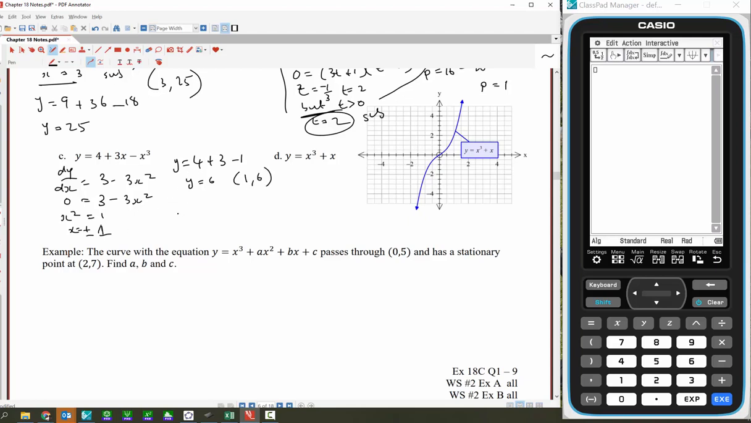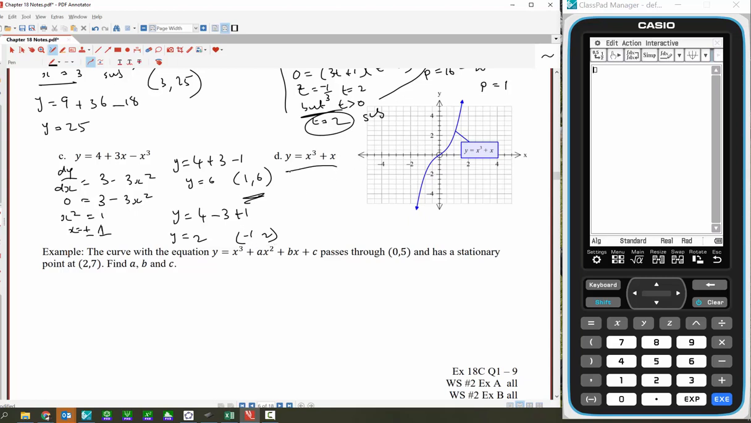Let's put negative 1 in. y equals 4, take away 3, negative 1 gets cubed and is negative 1, plus 1. It's 2. So the other one is at (-1, 2). So it's got two stationary points, one here and one here.